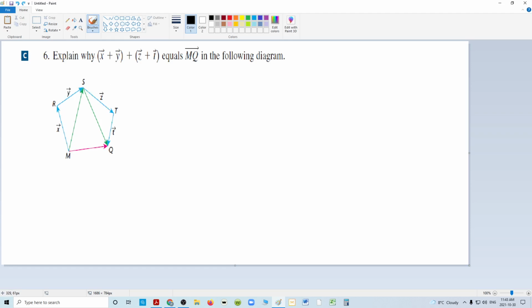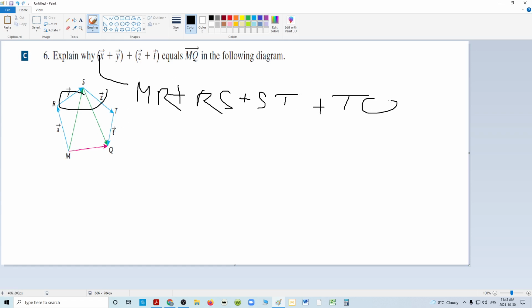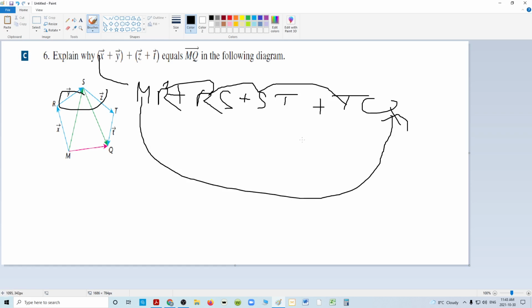You could say this, that x is the equivalent of MR, that y is the equivalent of RS, that z here is the equivalent of ST, and that t is the equivalent of TQ. And since each letter ends with where the next one begins, we are essentially going from M to Q. That's a good explanation.